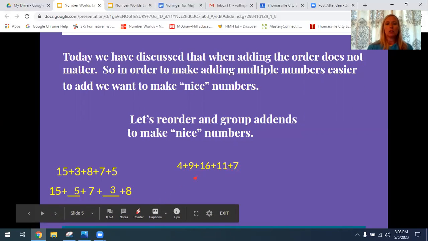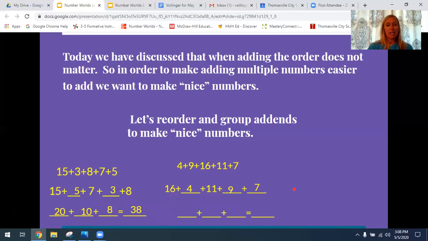So let's watch. There we go. 16 plus 4 equals 20. 11 plus 9 equals 20. And then what do I have left that I need to use? I need to use my 7. So when we look down here, we will see 20 plus 20. And what did we have left over? The 7. So 20 plus 20 plus 7 is 47. Makes it a lot easier to add.